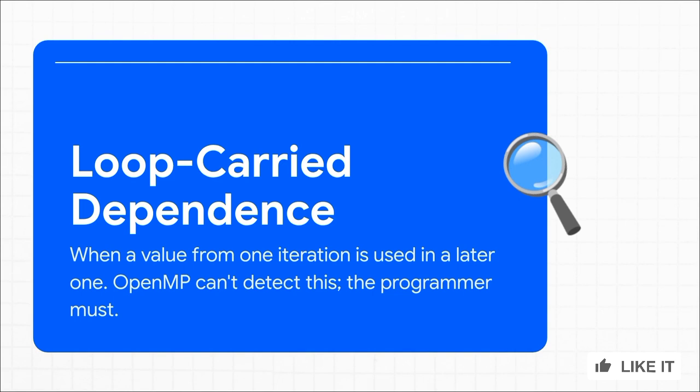This problem has a name. It's called a loop-carried dependence. It's any time one trip through a loop depends on the result from a previous trip. You see, OpenMP is powerful, but it's not a mind reader. It can't magically solve these logical dependencies for you. It's on you, the programmer, to recognize when this is happening and know that parallel for is just the wrong tool for that particular job.